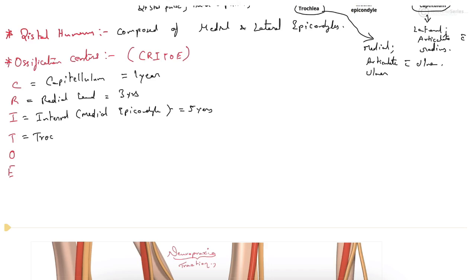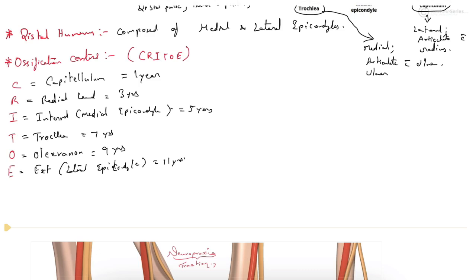Next one, T means trochlea, 7 years. O means olecranon, it will be 9 years. Next, the external epicondyle, the lateral epicondyle, it will be 11 years.